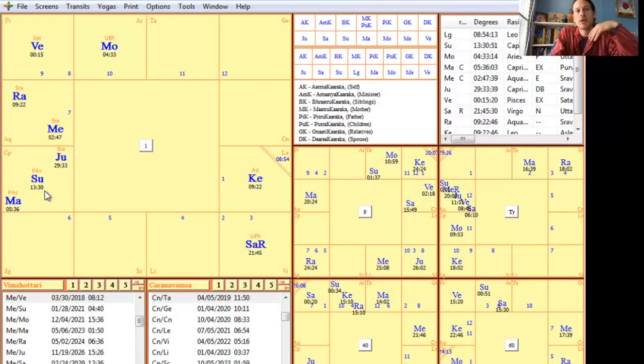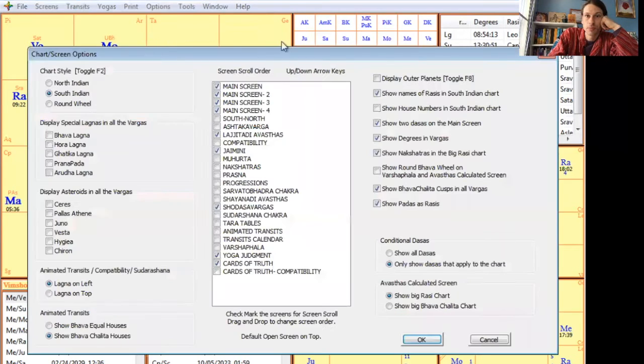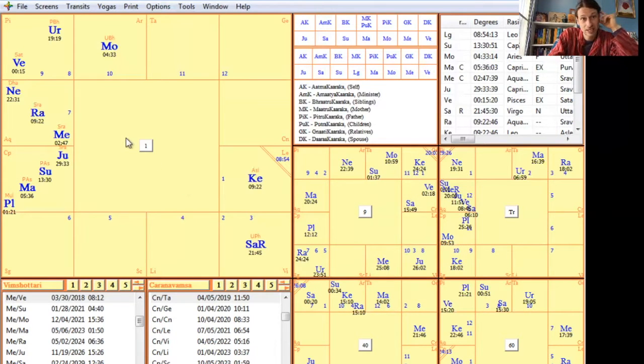All right, so a really cool point that they mentioned in that podcast that I would 100% agree with is that Pluto and Mars were aspecting the moon. Let's throw up Pluto. Let's throw up some outer planets real quick, just for the sake of diplomacy.